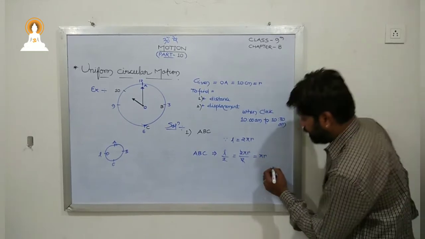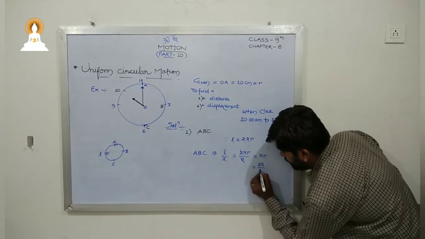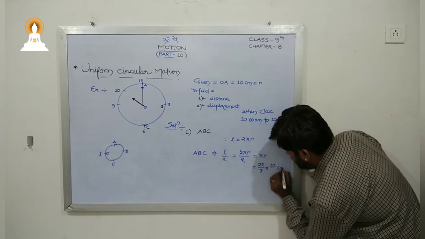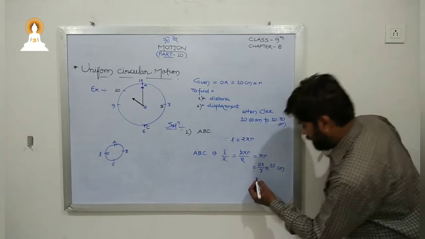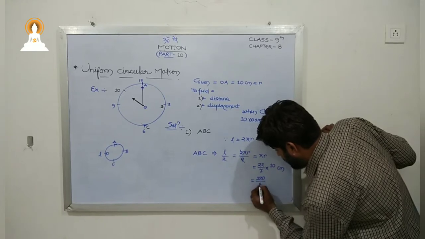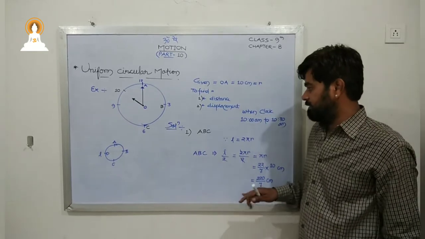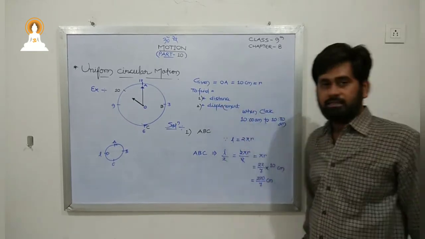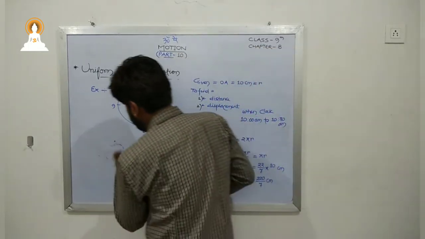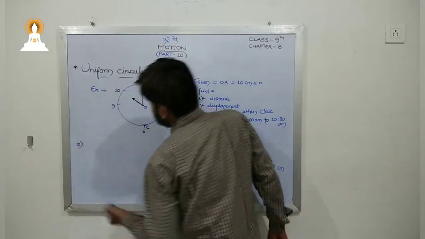Pi is equal to 22 by 7, and r is 10 centimeter. So that is nothing but 220 by 7 centimeter. You may divide and you may get the answer. So this was the distance, this was the first part. Let us move to the second part here itself. In the second part, what they are asking is displacement.